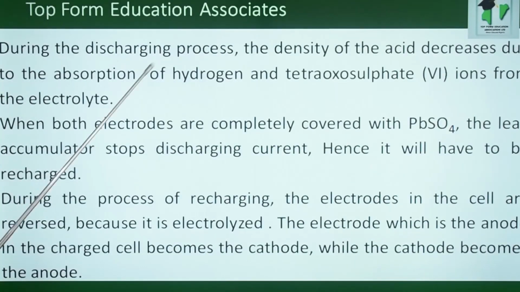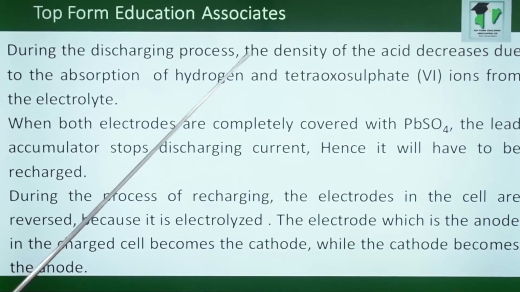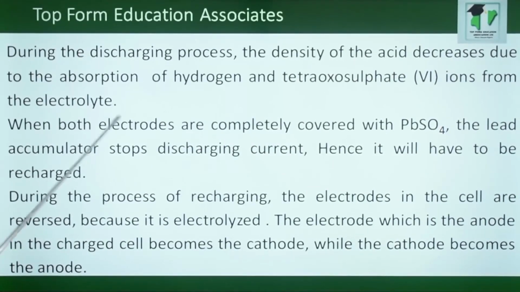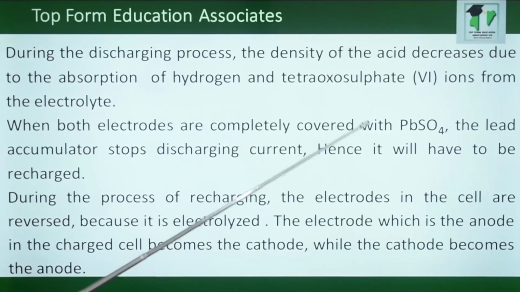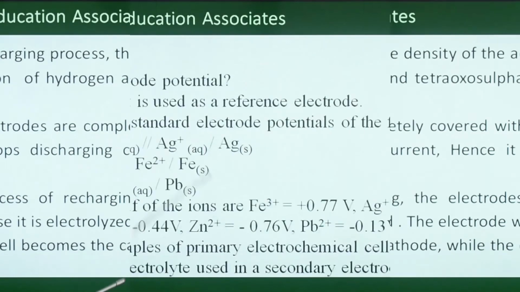During the discharging process, the density of the acid decreases due to the absorption of hydrogen and sulfate ions from the electrolyte. When both electrodes are completely covered with lead sulfate, the lead accumulator stops discharging current, hence it will have to be recharged. During the process of recharging, the electrodes in the cell are reversed because it is electrolyzed. The electrode, which is the anode in the charged cell, becomes the cathode, while the cathode becomes the anode.